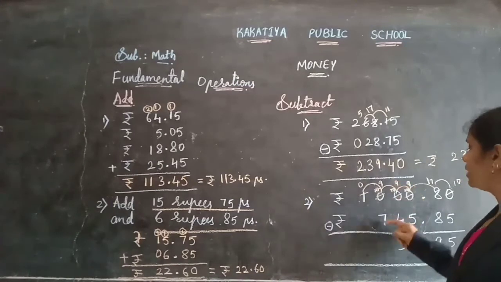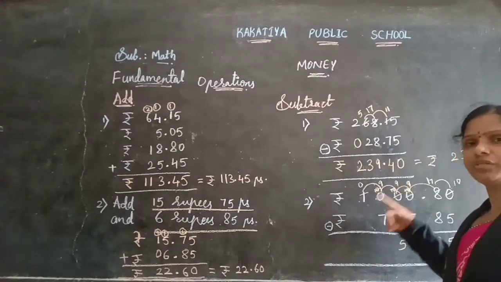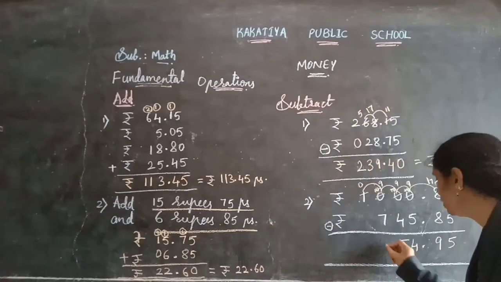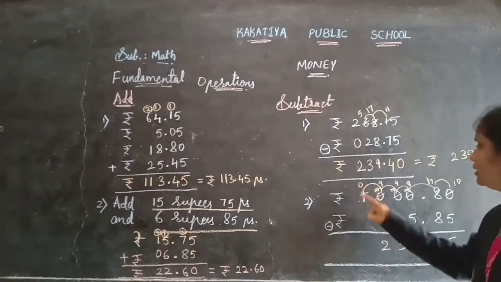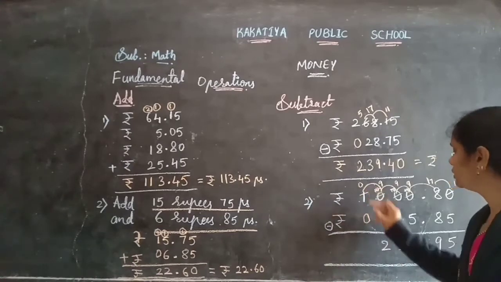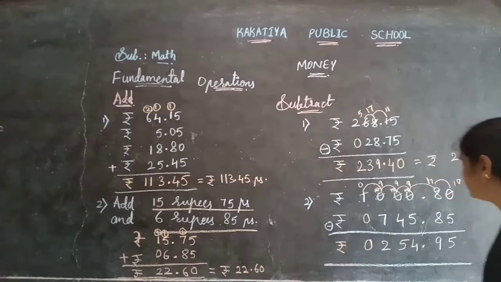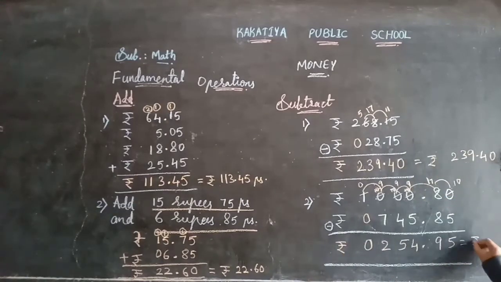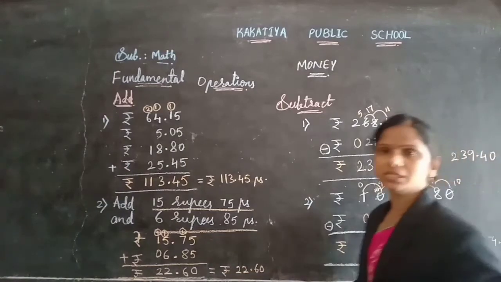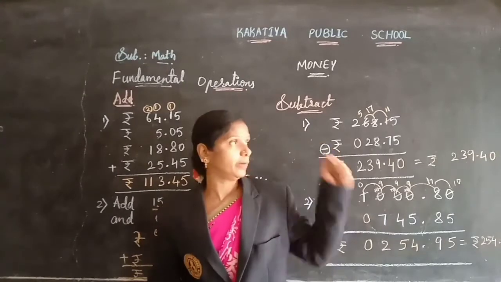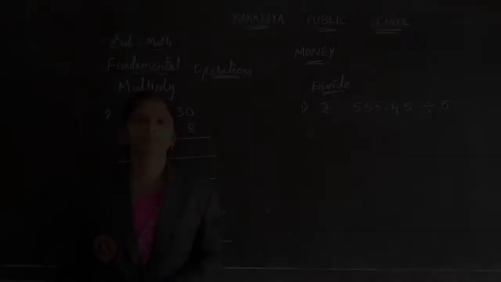Okay. Now 9 minus 7. So 7 after you can start. 7 after 8, 9. 2 numbers are required, children. So 2. And here nothing is there now. Here 0 minus 0 is 0. So what will be the answer to this? Here 254 rupees 95 paise. Okay. So this is the way of addition and subtraction in the money topic.